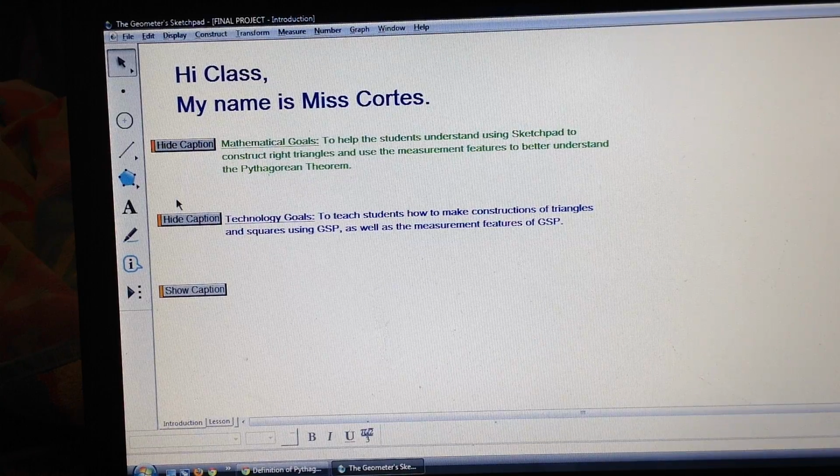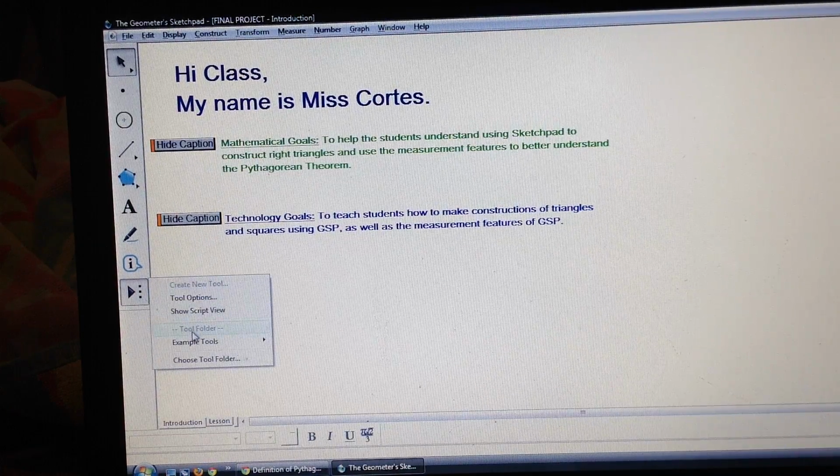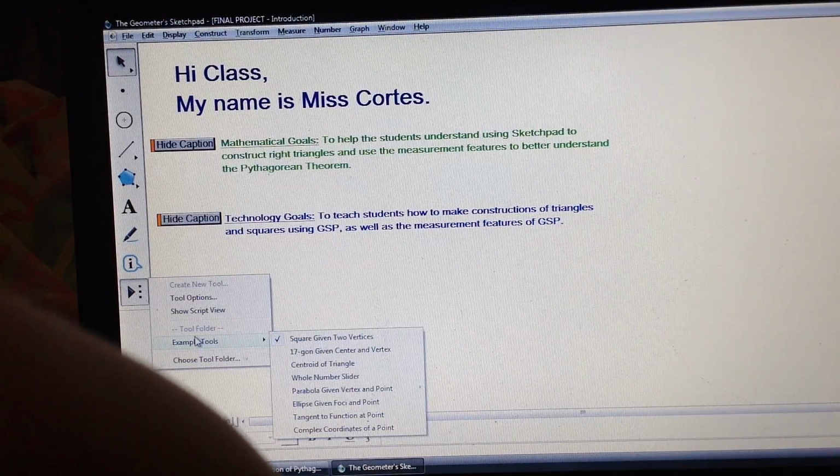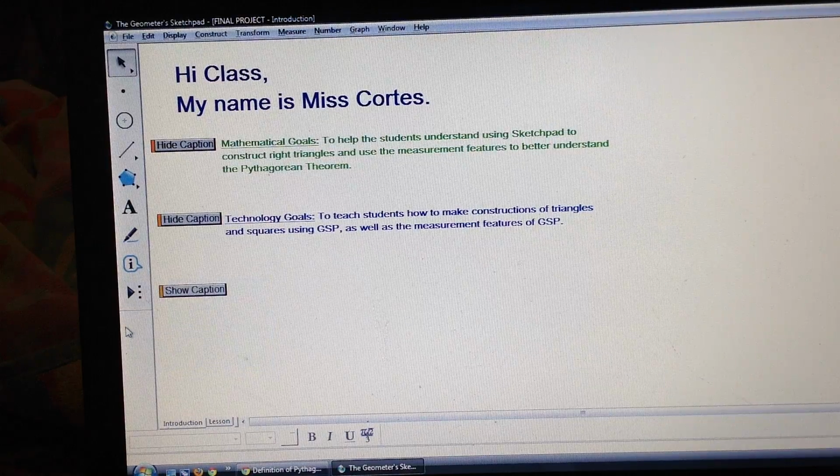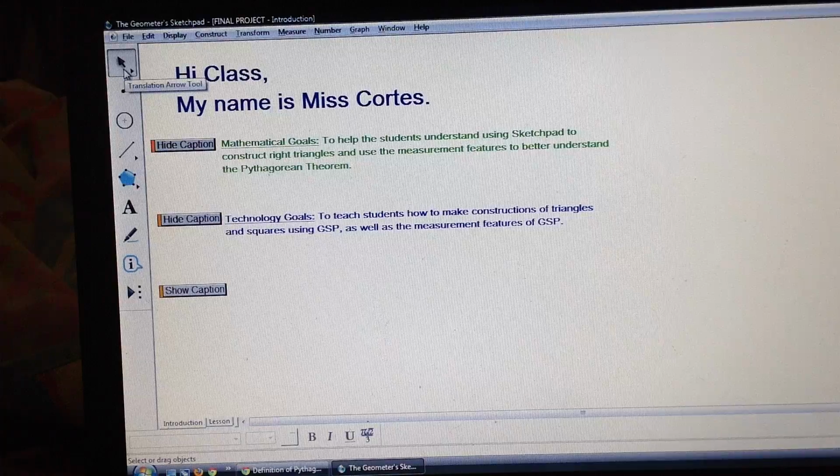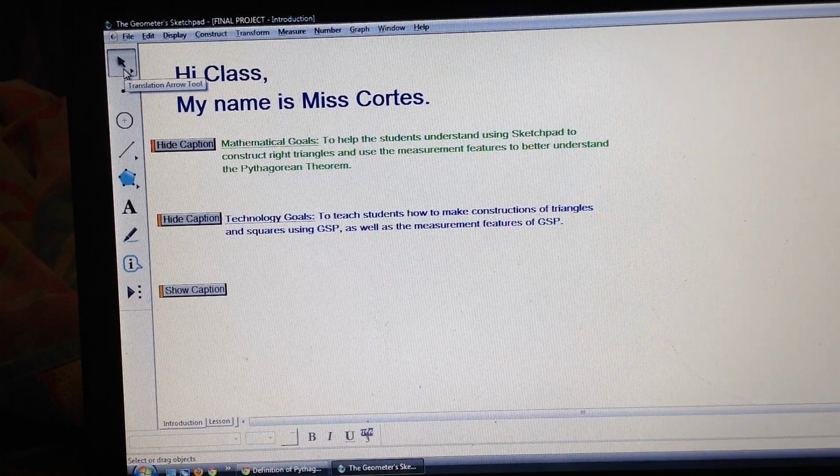So in previous lessons, we have actually already learned how to construct right triangles and squares using GSP. And so in the actual lesson itself, I've created some more of these hide and show boxes that are going to help us so that we don't spend so much time in this video going over it. But if students had questions because they forgot how to do it, I would be happy to go over how to make or construct right triangles and squares again. The squares are actually, we are able to use these tools that are already prepared for us. We have this square given two vertices tool that we used in this video. If anybody has questions on doing the construction of right triangles, I'd be happy to go over it again at the end of the lesson for students who don't fully understand what is going on.